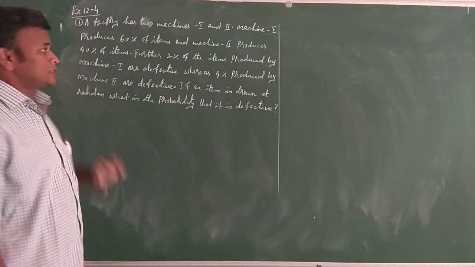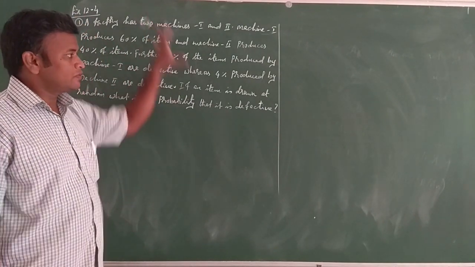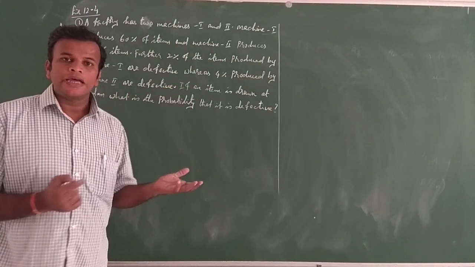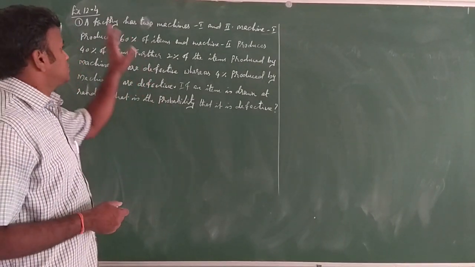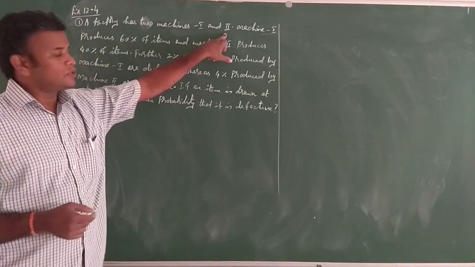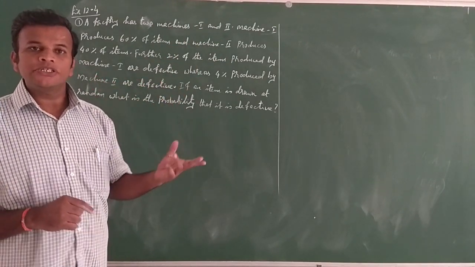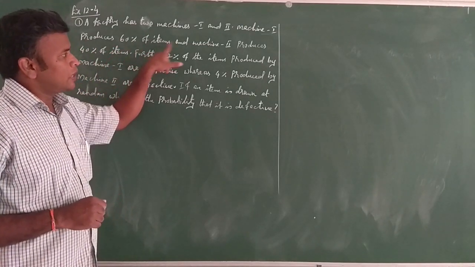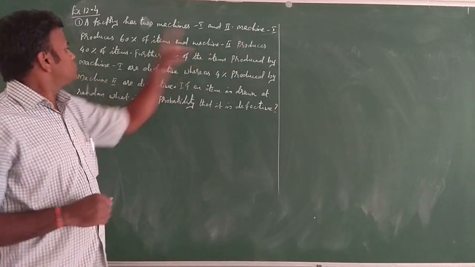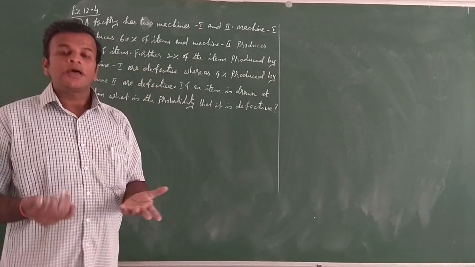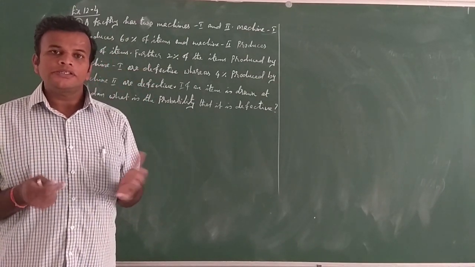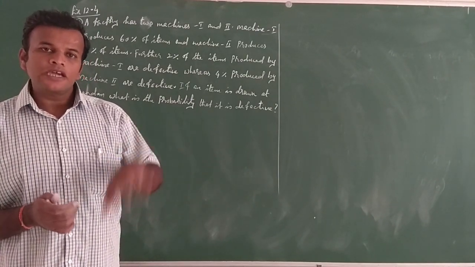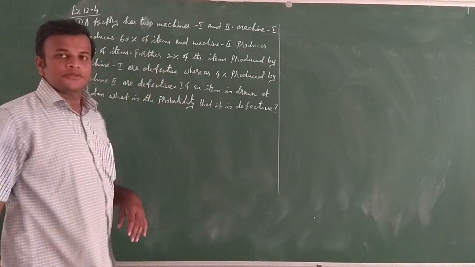Next is 4.4, the first question. We must understand the question very well, and then we solve the problem. If you understand the question very well, then the answers are very easy. Now the question: a factory has two machines, 1 and 2. Machine 1 produces 60% of items, and machine 2 produces 40% of items. Suppose a factory manufactures 100 items. The first machine produces 60 items, and the second machine produces 40 items.